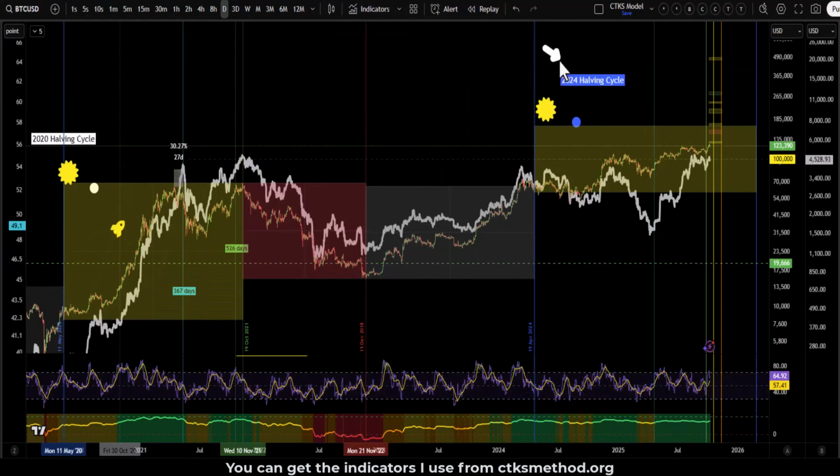Looking into the 2024 halving cycle, it's really important that you look at Bitcoin first before you go to ETH.